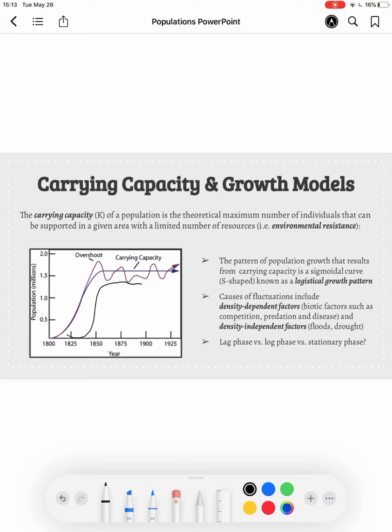What causes fluctuations in this type of growth of a population? Well, they're normally density dependent factors like competition. So if you're competing against other species, you could have predators, disease. Those are all factors that could make this population fluctuate. And then things that do not have anything to do with how dense the population is, like natural disasters, floods, droughts, are going to have major effects on a population.